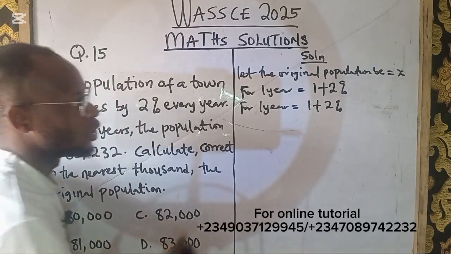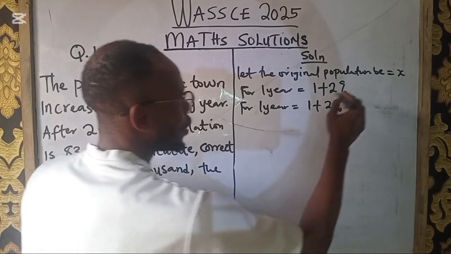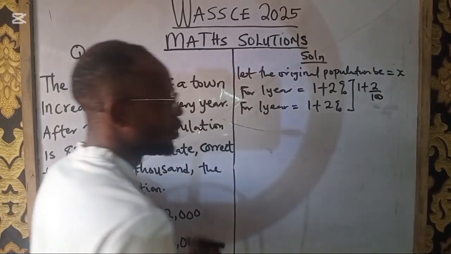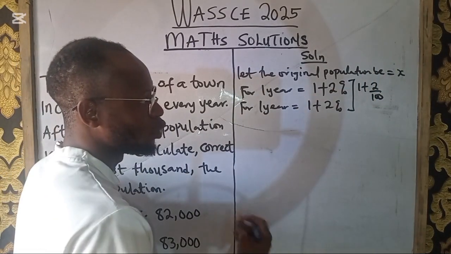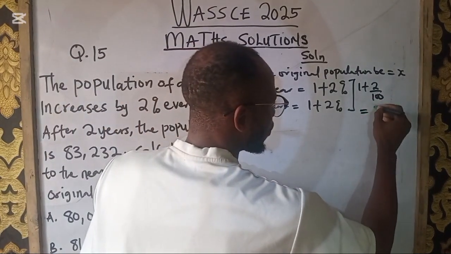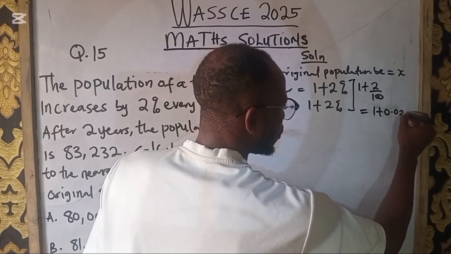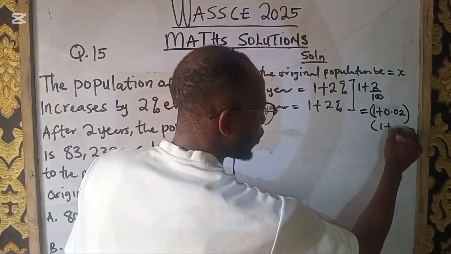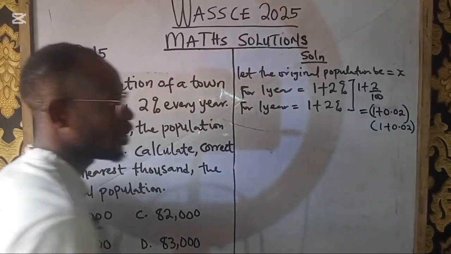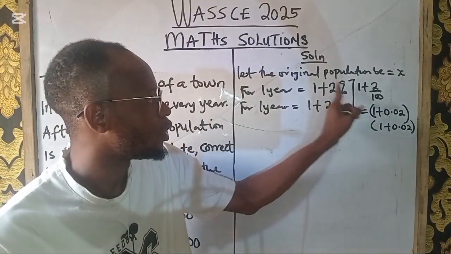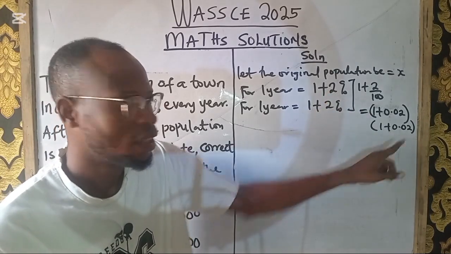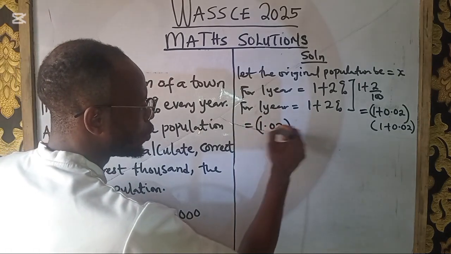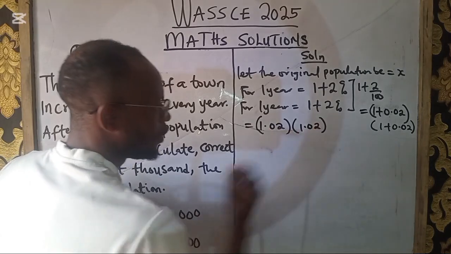That makes 2. So if I solve these two further, these two will give me 1 plus 2 over 100, which is 2%. 2% means 2 over 100. So here I will have 1 plus 0.02. Then for the second year too, I also have 1 plus 0.02. So I can now bring the two of them together. The first one will give us 1.02. The other one will also give us 1.02. I believe it is clear.